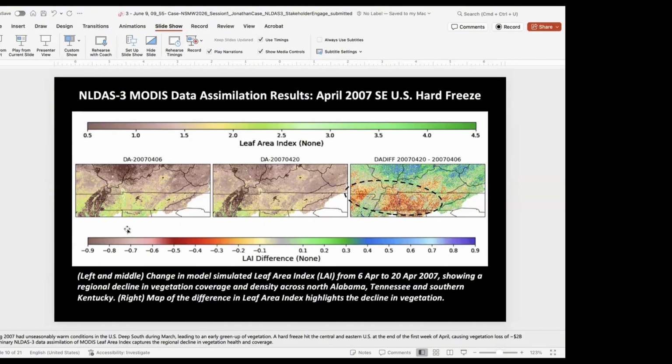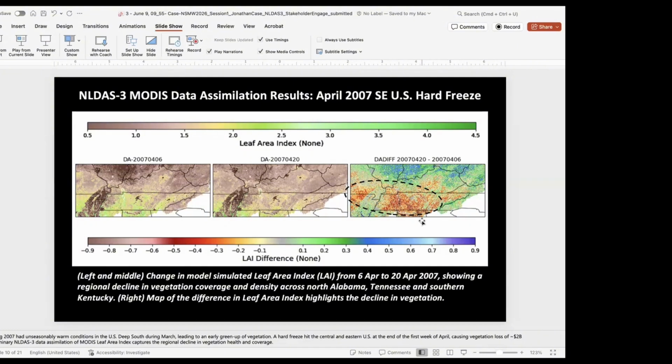So in March of 2007, we had very warm early spring conditions, and the deciduous trees all came out early in the deep south of the US. And then in Easter weekend, the second weekend in April, a hard freeze hit and wiped out the deciduous trees in the southeast. They all had to restart a few weeks later. So this is the assimilation of leaf area index into NLDAS-3. In a 2-week difference, this difference panel shows up in the right-hand panel. And you can see that those oranges and browns show that broad decline that the model is representing.